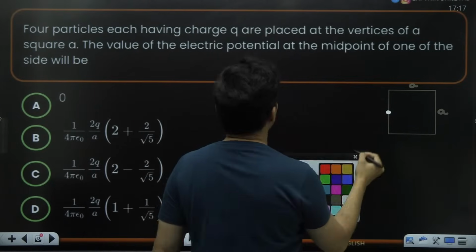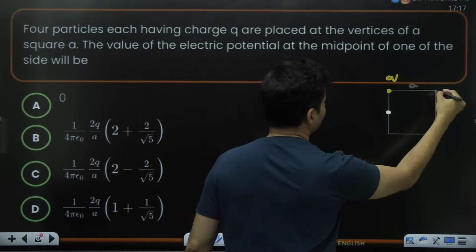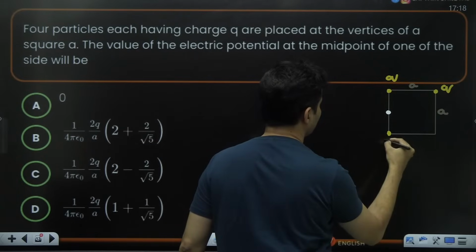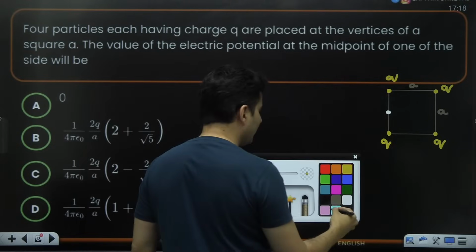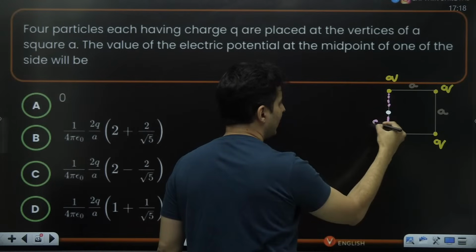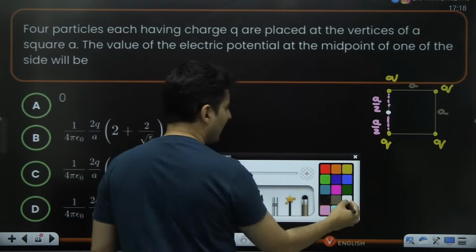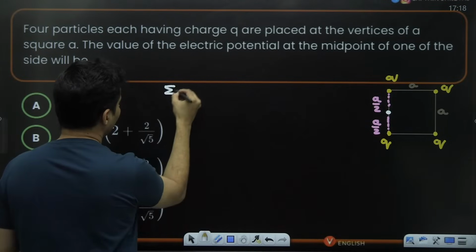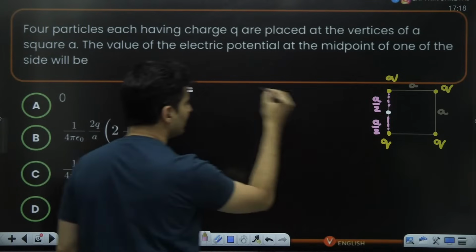So there are charges Q. There is a charge Q over here, a charge Q over here, a charge Q over here, and a charge Q over here. Now the easy part is over here. This charge and this charge are at a distance of A by 2 and A by 2 respectively. So when I calculate the net potential, the potential due to this and this charge will be equal.